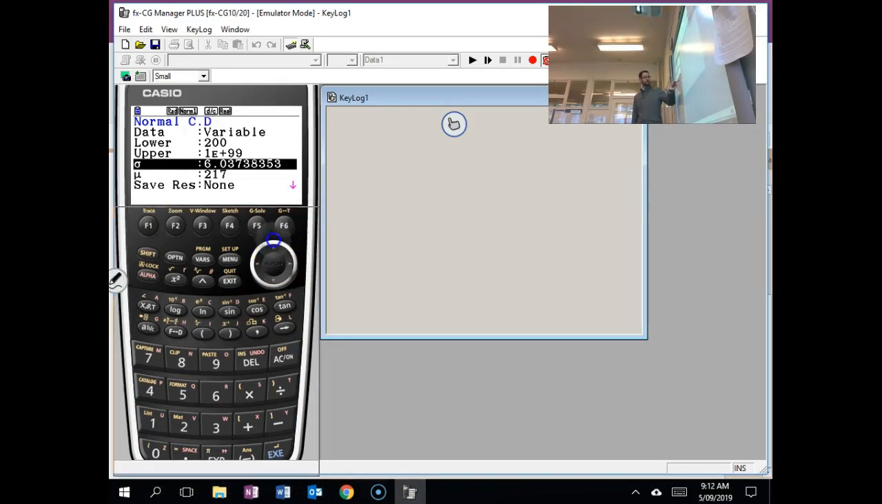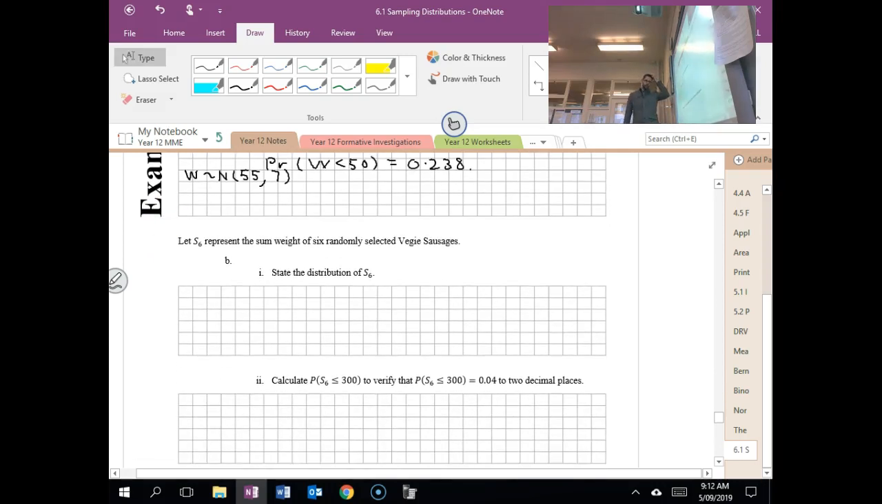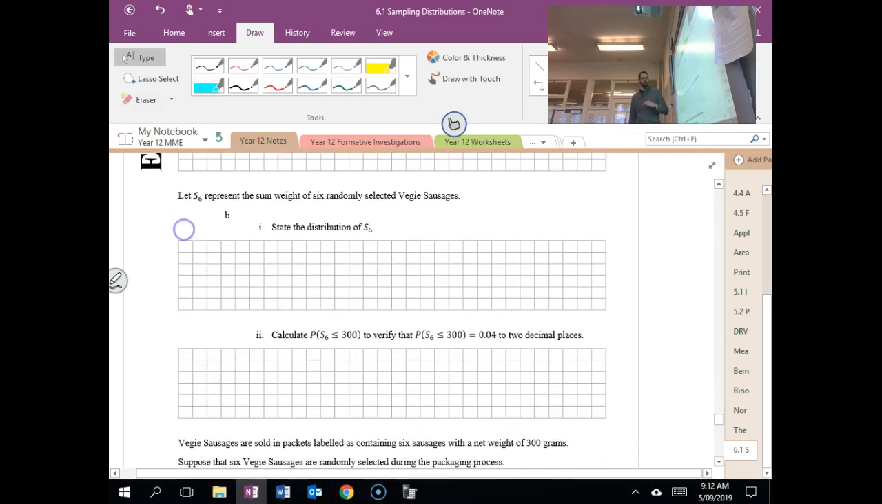So going back to my calculator, we want less than 50. Our lower value is going to be negative 1e to the 99, that's the lowest, then it's going to be 50. Standard deviation is 7, and then the mean is 55. And we get 0.238. So that's equal to 0.238.